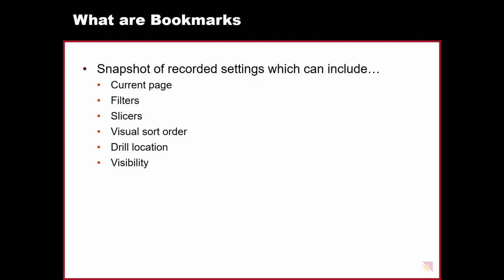So remember the selection pane. You can hide and show every single object on the page. And the idea is that once you set it to showing or hidden, when you basically record a bookmark, you're going to capture that setting. And then there's also something which is called spotlighting. Spotlighting is a way to emphasize a particular visual, and we'll see some examples of that in just a second.